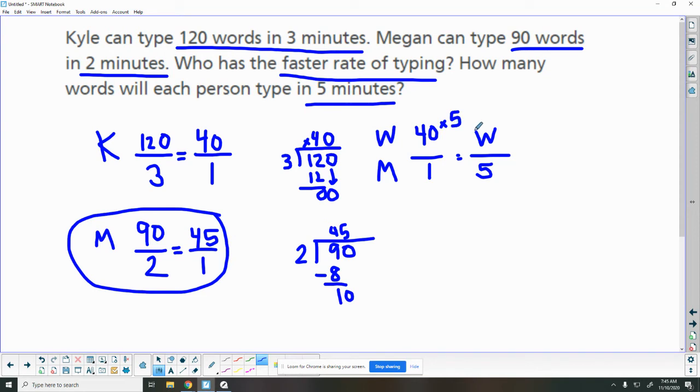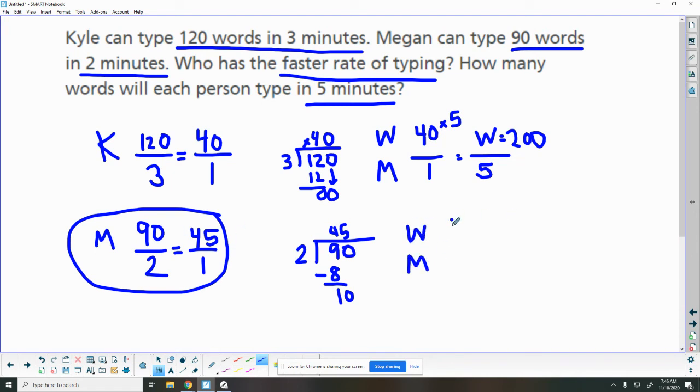So 40 times 5. So pause and see if you can answer 40 times 5. So 5 times 4 is 20 with another 0 is 200. So after 5 minutes, Kyle typed 200 words. And then if we've done all of our math correctly, Megan should have typed more than that because she's typing more every minute. So we're going to put her words on the top and her minutes on the bottom.